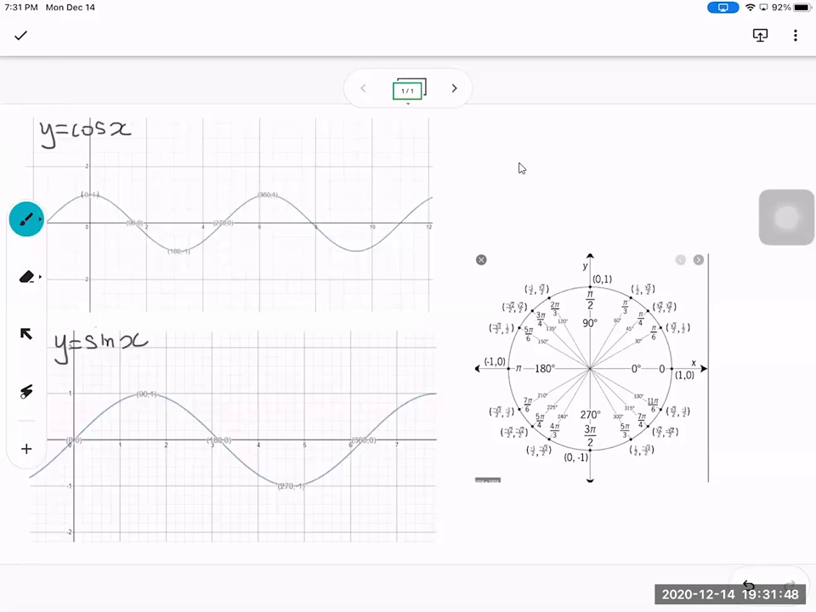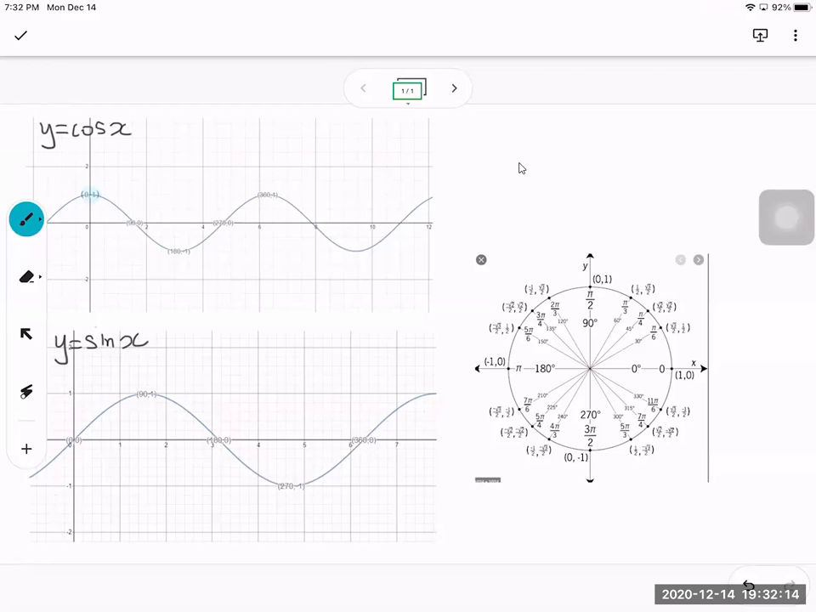So how are the cosine curve and the sine curve related to the unit circle? How does that work? So here we've got up top the graph of y equals cosine of x. And remember, it goes through (0, 1). So when the angle is 0, the value of the cosine of 0 is 1.